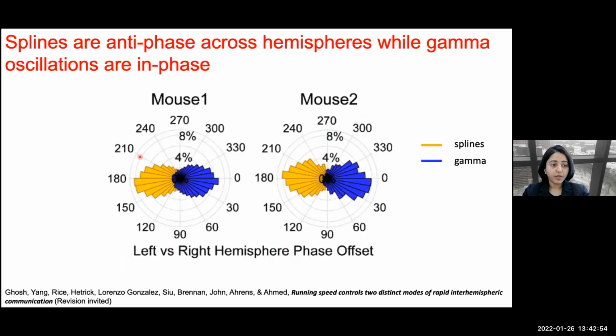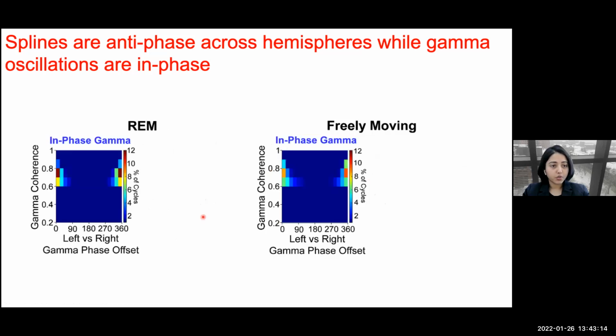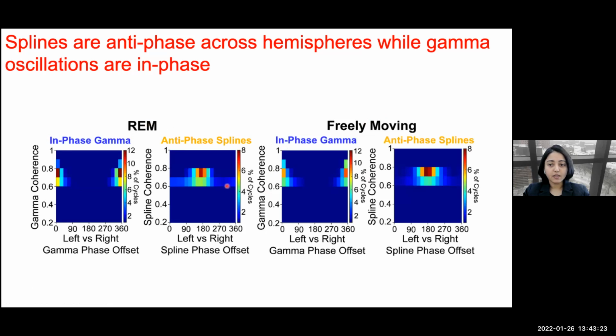Again, to quantify this phase relationship, we plotted the phase offset of both of these oscillations across hemispheres and found that splines are consistently anti-phase, denoted by a phase offset of 180 degrees, while gamma oscillations are perfectly in phase. Again, we saw this in the entire population, that gamma rhythms are perfectly in phase, both during REM sleep and freely moving behavior, while splines are perfectly anti-phase.